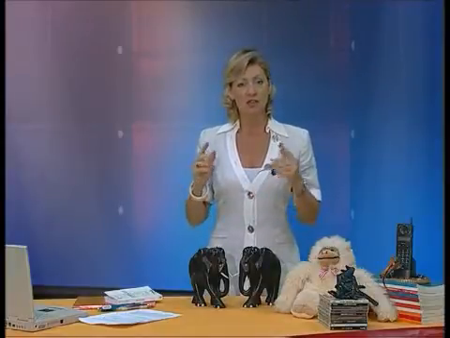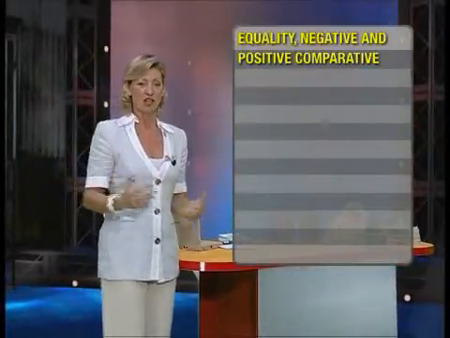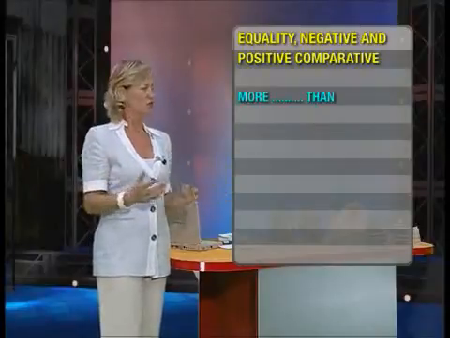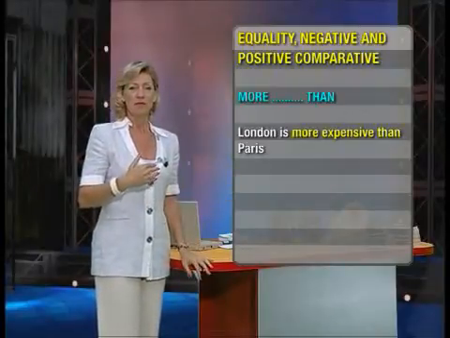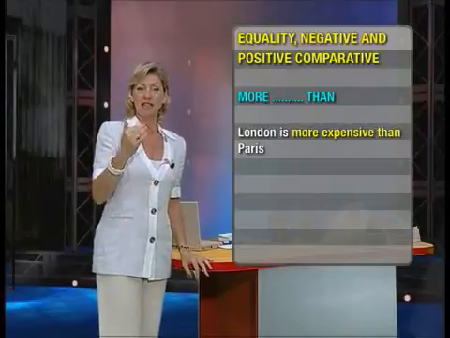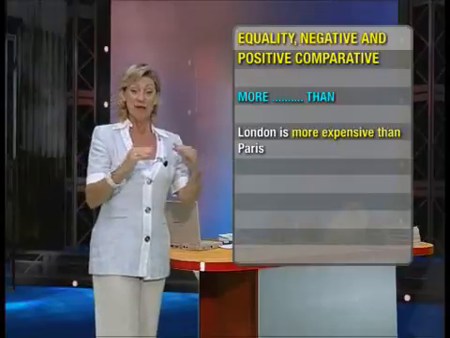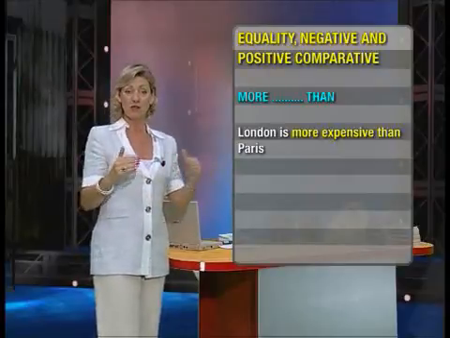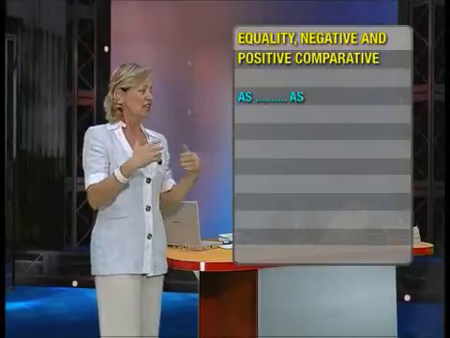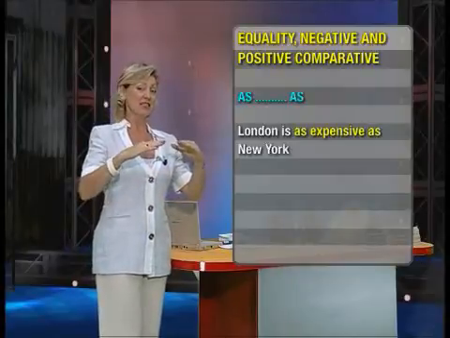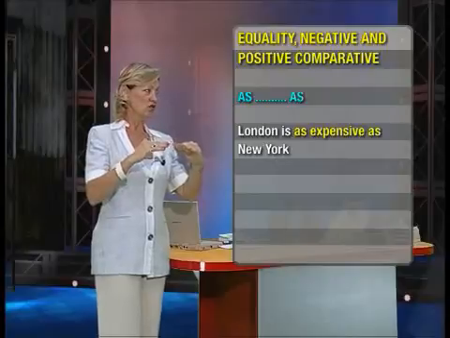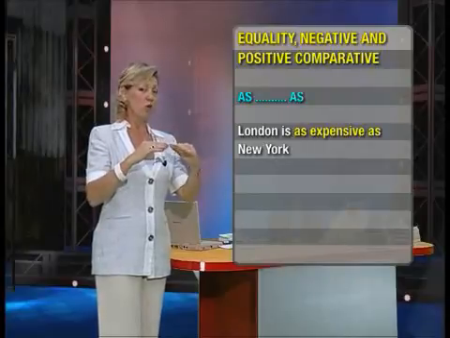So we'll look at the screen now and we'll see that in the written form. Okay, so we said at the beginning, when something is bigger, larger, we say more than. So London, for example, is more expensive than Paris. And when two things are the same size, like our elephants, we use as. So London is as expensive as New York. So these are comparatives of equality.